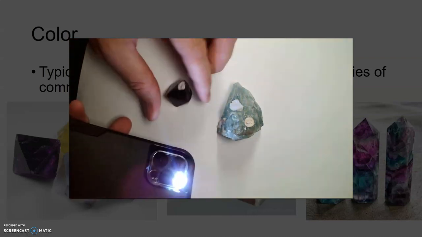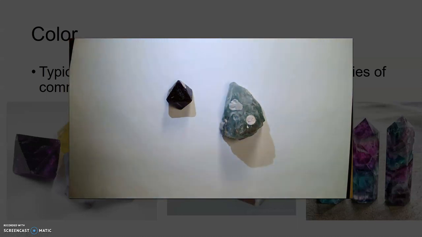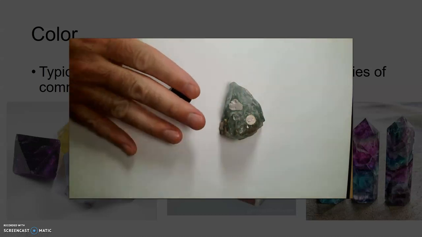This mineral is purple, and this mineral is the green-blue. Guess what? Those two things are the exact same mineral. So color is one of the last things you should look at.